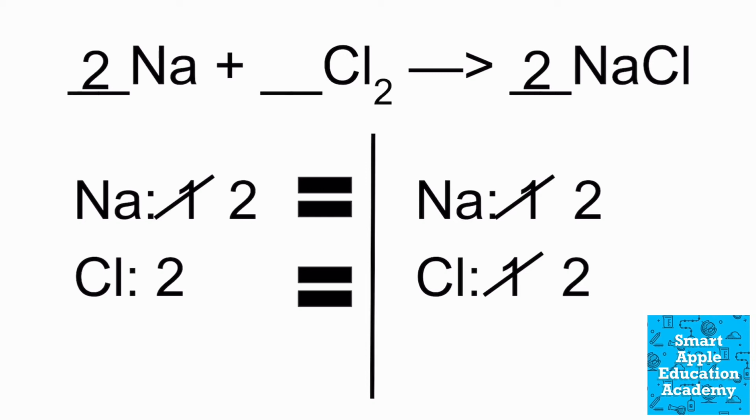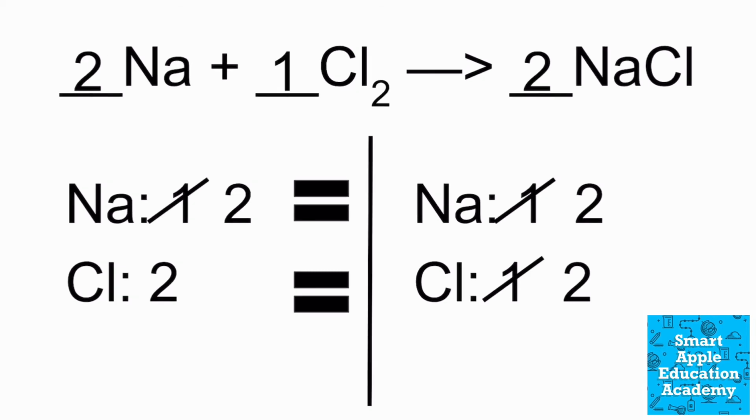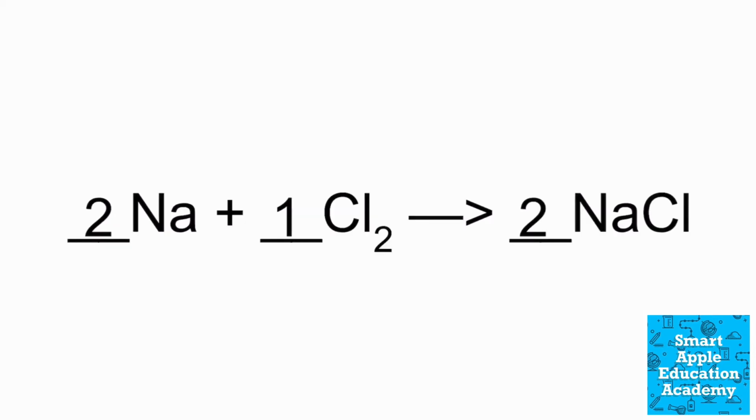Also, there are 2 chlorines on the left side and 2 chlorines on the right side, so these numbers are also equivalent. So I'm just going to put a 1 in front of that Cl2 so that everything is filled in. Now we have a balanced chemical equation. Now everything is balanced, so we have 2 Na plus 1 Cl2 yields 2 NaCl, or in other words, we have 2 sodium plus 1 dichlorine yields 2 sodium chloride.